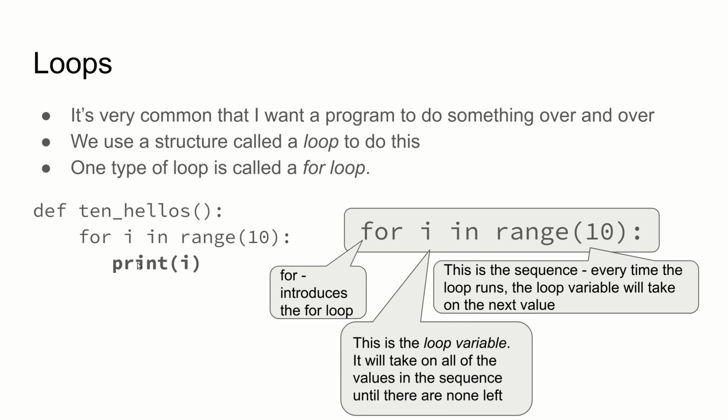Okay, so here's an example that actually uses our I. We could print out I. Our function name is kind of a lie now because it's not 10 hellos, it's going to be 10 numbers. It would print 0 the first time it executes, and then it would flip back up to the top of the for loop. It would change I to be 1, and then it would print 1, and it would go onward and onward up till I gets 9. It prints the 9, and then it has nothing left in its range, so it finishes the for loop, and it would execute any code that comes after the for loop, which there isn't any in this example.